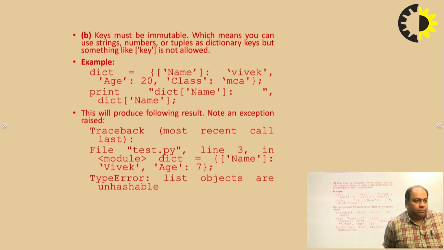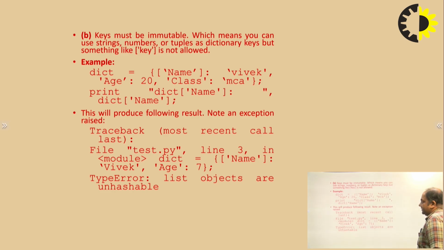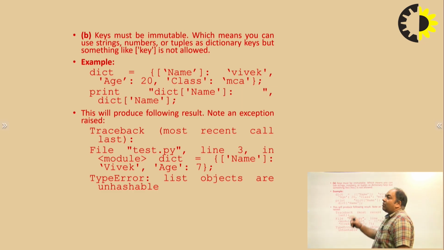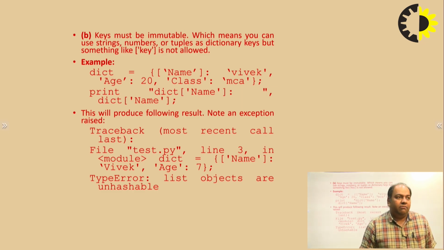Second, keys must be immutable, which means you can use strings, numbers or tuples as dictionary keys, but something like a list as a key is not allowed. Name Vivek can be used, age 20 can be used. If we want to print name, then it will show an error because this key represents a list. It is under square brackets, so we cannot allow square brackets for any key value.